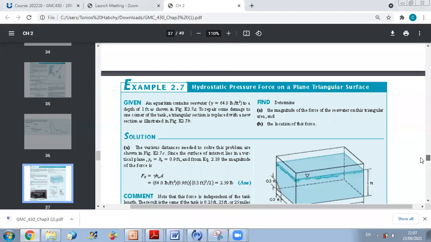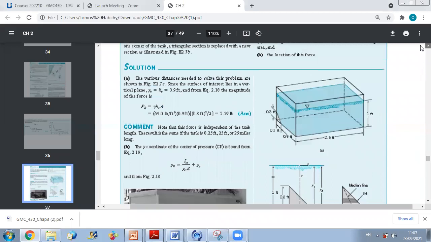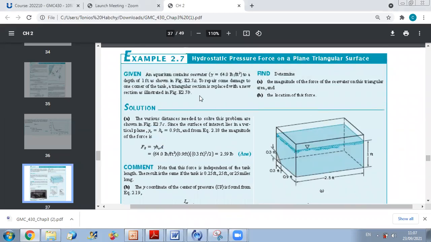Okay, so we will do another problem on forces on a submerged surface. In the following problem you have an aquarium which contains seawater. Gamma of seawater is given and the depth of water in this aquarium is 1 feet. We want to repair some damage to one corner of the tank, which has a triangular section.